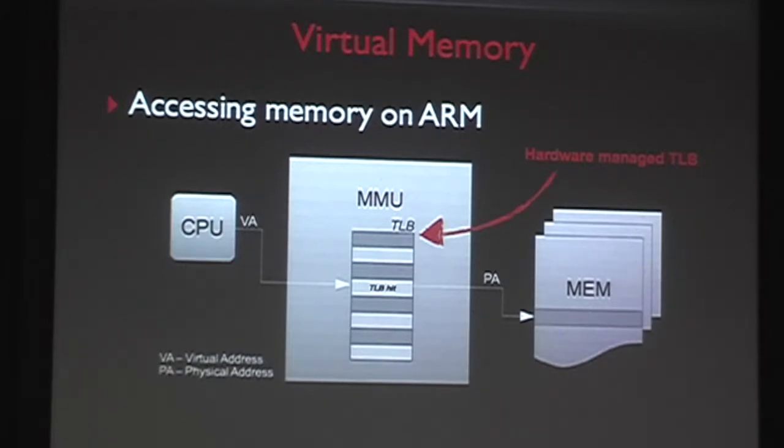On ARM CPUs, it's about 0.5 to 1 cycle overhead for TLB hit access. And ARM processors have their TLB hardware managed. It means that we don't have really access to the contents of the TLB, and the contents are filled and evicted according to the algorithms that are implemented in the hardware.